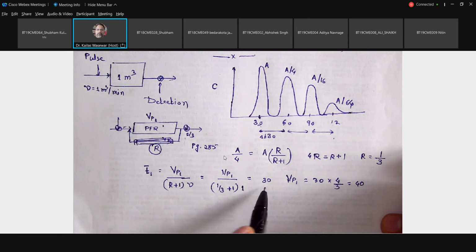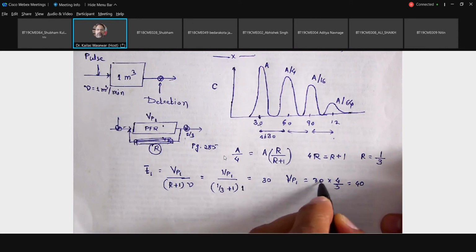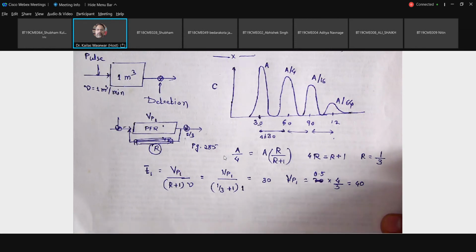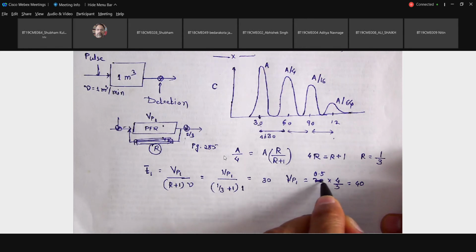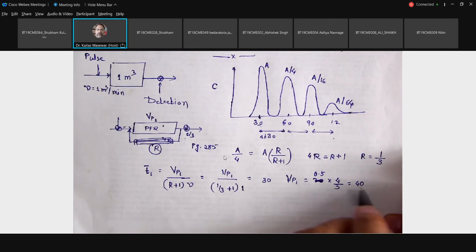It's 30 minutes or what? Sorry, it is 30 seconds. So it will be 0.5 minute. 30 seconds is 0.5 minute. So you can do the calculation for this one. So it will be 2/3 meter cube.